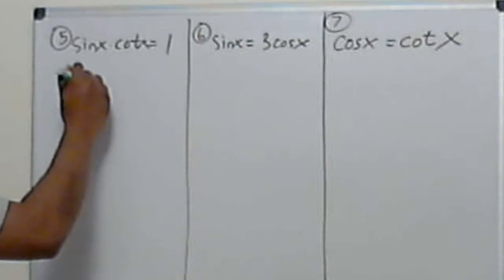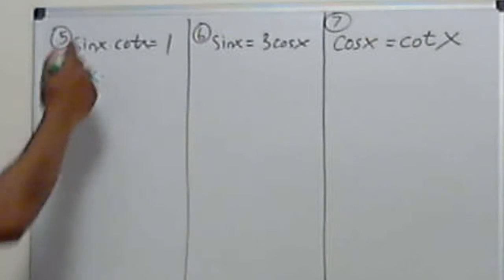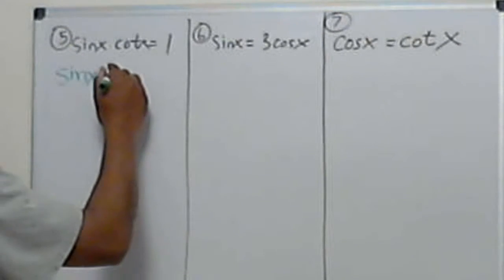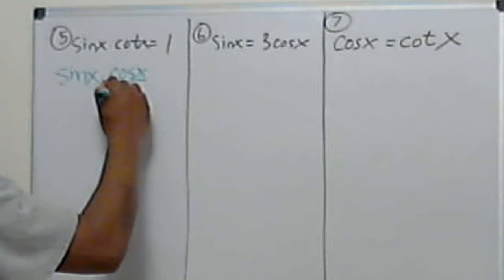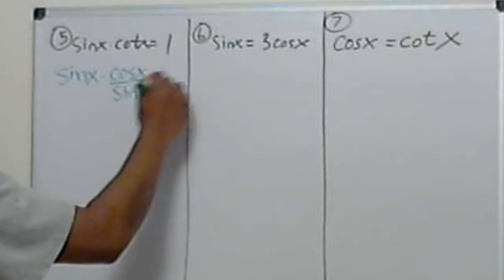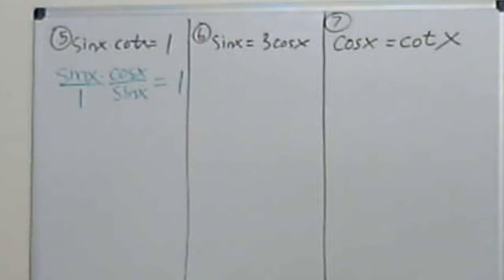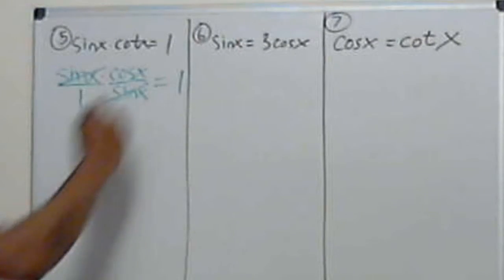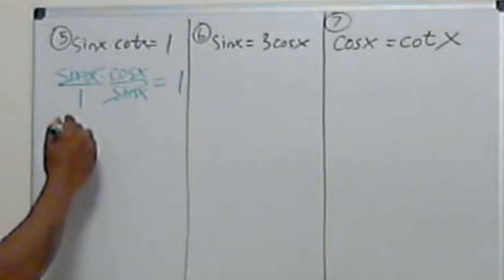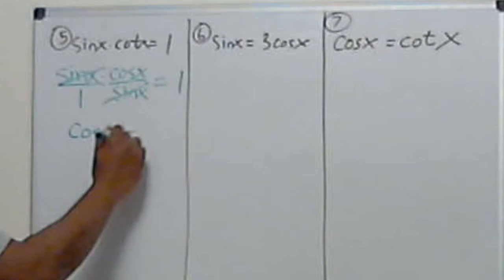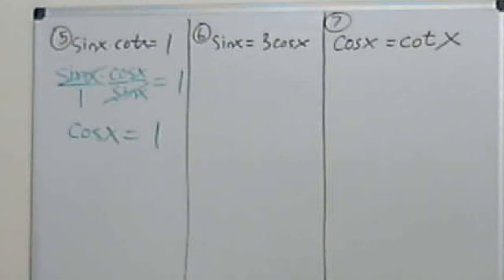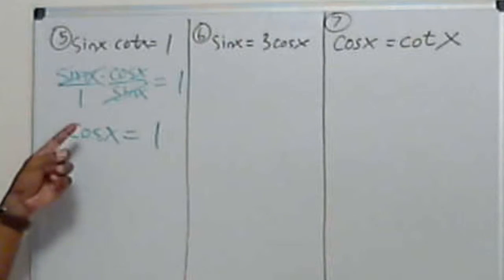Here, sine x will stay the same. Cotangent is the same as cosine x over sine x, and that's equal to 1. Well, this is nice because if you put this sine x over 1, the sine x's cancel out, so I'm going to have cosine x equals 1. Now, where does cosine x equal 1?